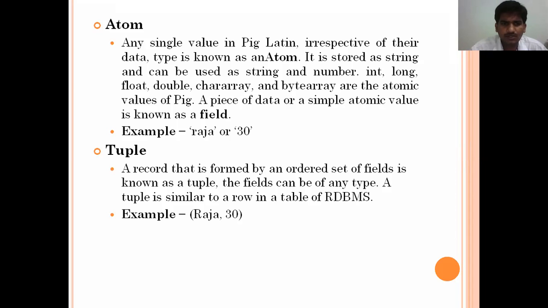Then what is a tuple? The record that is formed by an ordered set of fields is known as a tuple. The fields can be of any type.